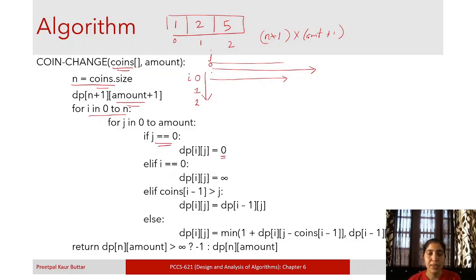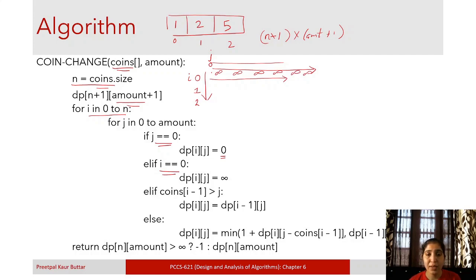And this is another base case where i is 0. i is 0 means you do not have any coin, and when you do not have any coin, you fill all the cells in that particular row with infinity.